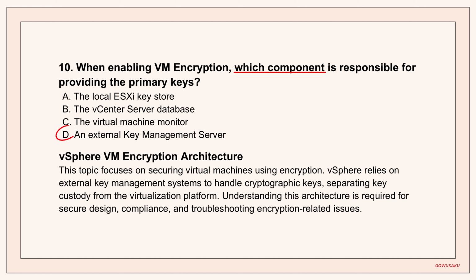This ensures that even if an attacker completely compromises your vCenter or an ESXi host, they only get encrypted references. They never get the primary key needed to decrypt your data. It maintains the cryptographic integrity of the whole system.